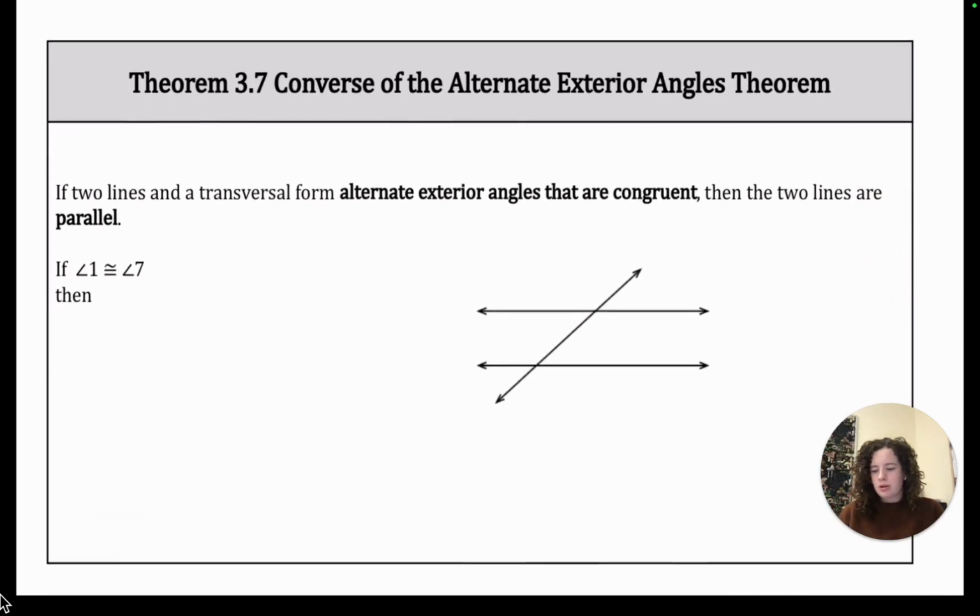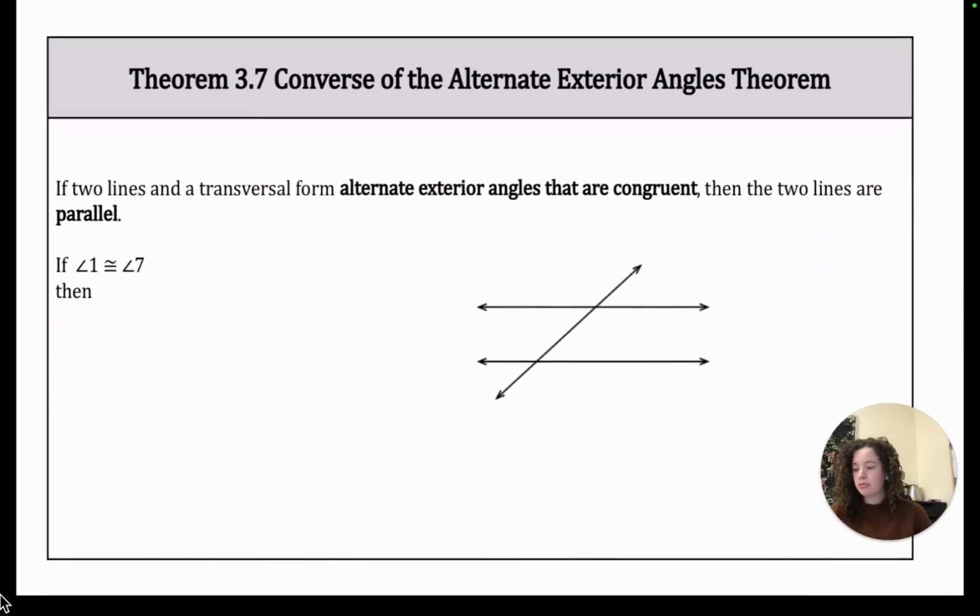Last theorem we have to talk about here today before I talk about 2 proofs, and then we are done for this video. Theorem 3.7 says the converse of the alternate exterior angles theorem. Alternate exterior angles, we were told, are congruent from our last note session. So when they're parallel lines.